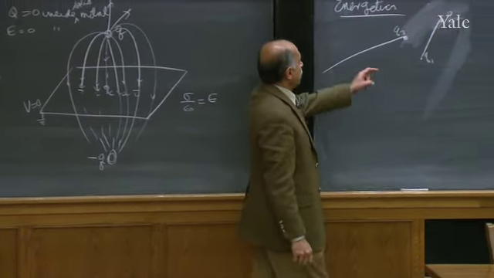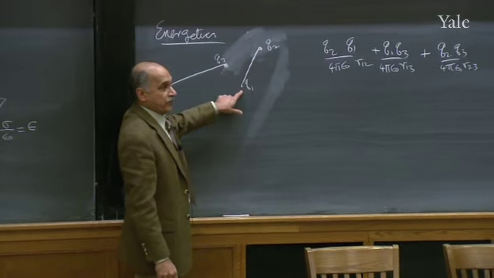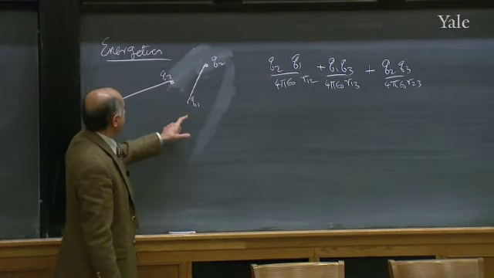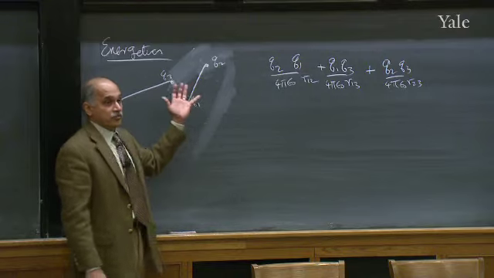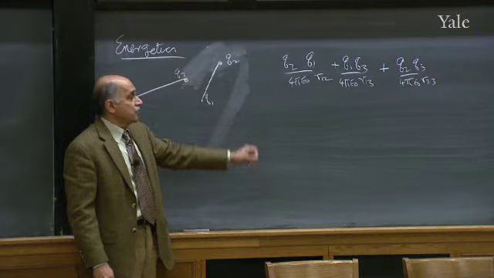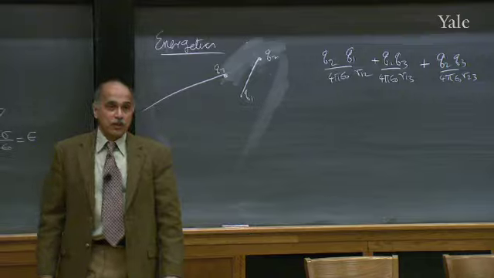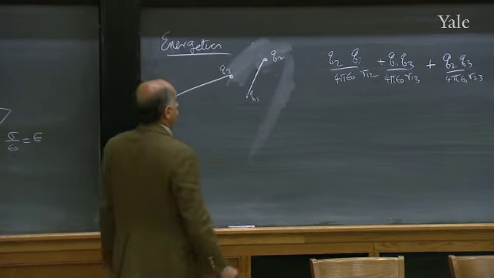The first guy, Q2, had to fight only this one. The third guy has to fight these 2, and the fourth guy will have to fight these 3, and so on. I'm just going up to 3 charges. From this, it should not be too hard to guess.